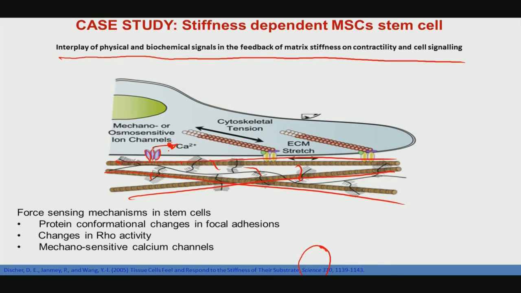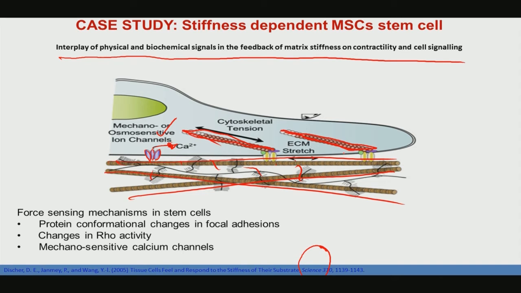So, what is shown here is that because of the presence of these mechano or osmosensitive ion channels, when cells are grown on specific material scaffolds, there is cytoskeletal reorganization, and the cytoskeletal reorganization is necessary for changing the cell shape, and at the same time the extracellular matrix-like substrate also can stretch.